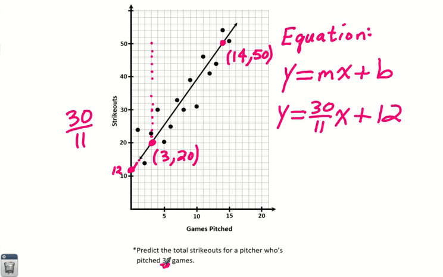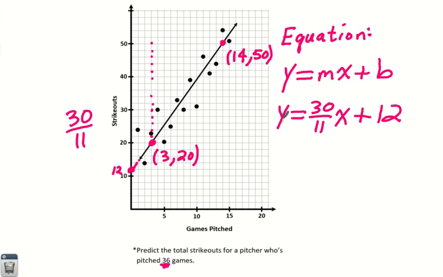Predict what it's going to be for 36 games. Okay, well, 5 games, 10 games, 20 games. Ooh, man, 36 games. That's way out of bounds. I don't think I'm going to be able to just go up to where my line is, because that's way out of bounds. So here's what you do. You have the equation now, right?